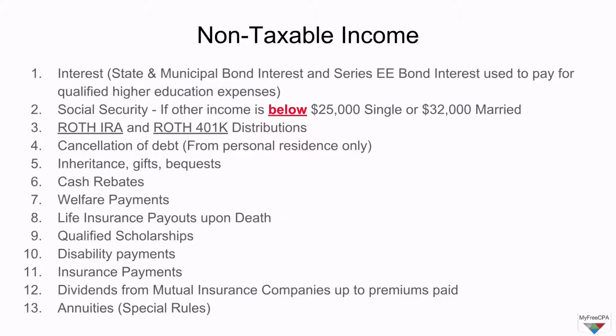Insurance payments, again, I went over that. Dividends from mutual insurance companies, up to the amount of premiums paid. Mutual insurance companies are insurance companies where, like, MetLife is one. So you pay in, and any excess money they return to the insurance policy holders in the form of a dividend. Those are non-taxable because it's up to the amount of premiums paid, because it's considered that you're getting a refund for paying too much in premiums. Anything over the premium amount, that becomes taxable.